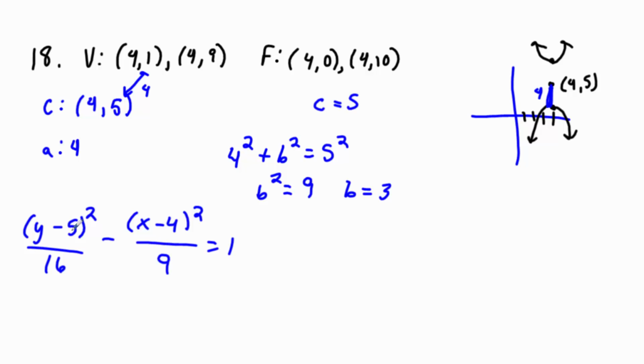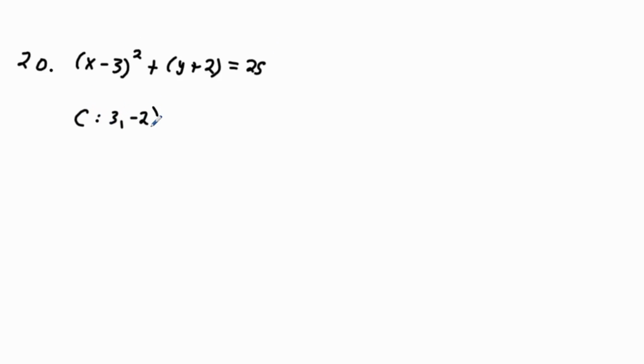So 20 through 23 are circles, which are very similar to ellipses, except that we go the same direction each time. It should be really easy to do the circles. The center, you just pull out from the parentheses, just like we did with ellipses and hyperbolas. So the center is at 3, -2. The radius is the square root of the number on the right. So our radius is the square root of 25, which is 5. And so you just have to draw that.